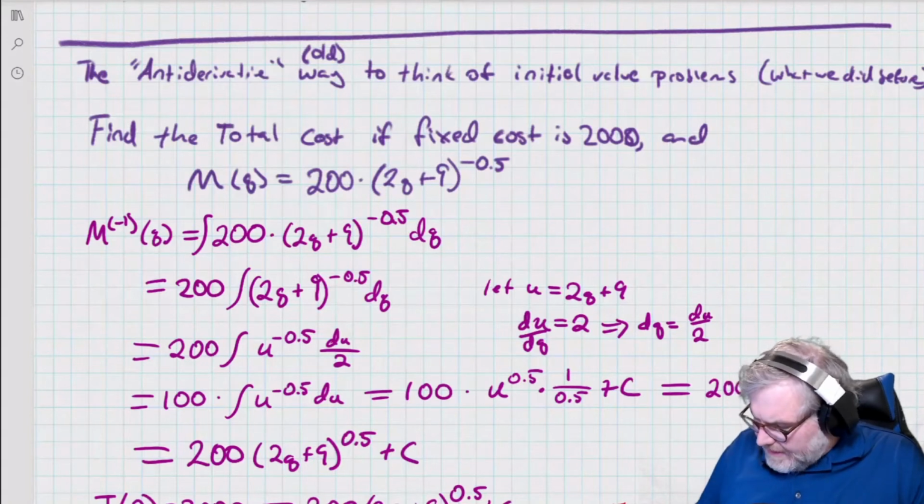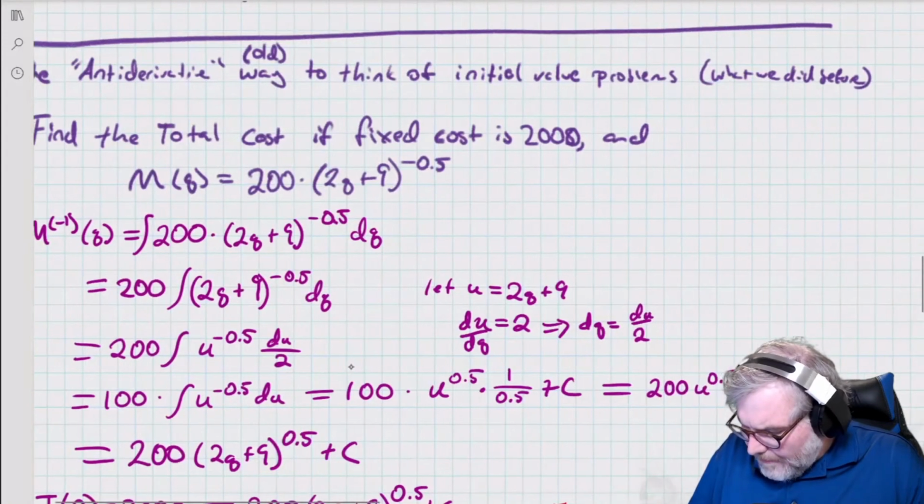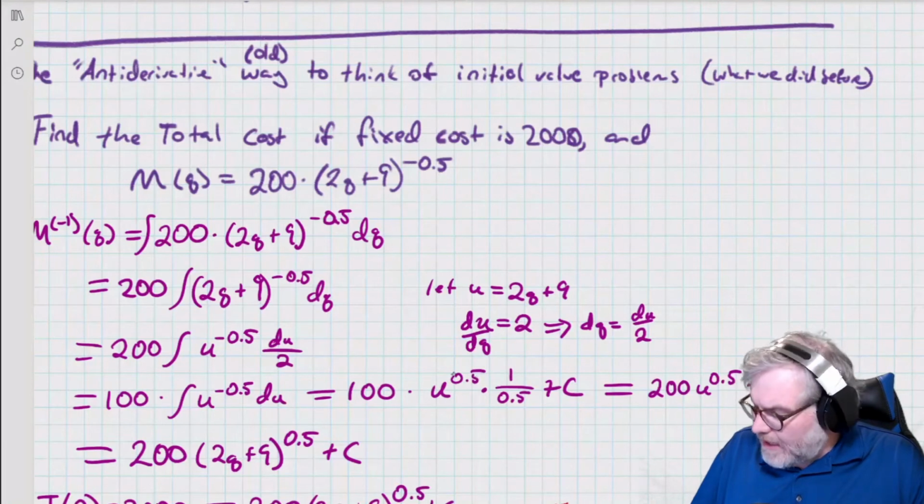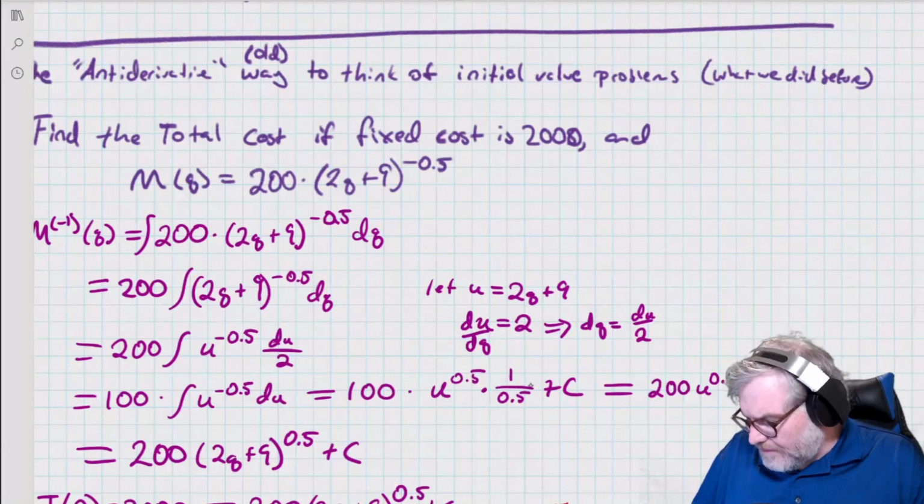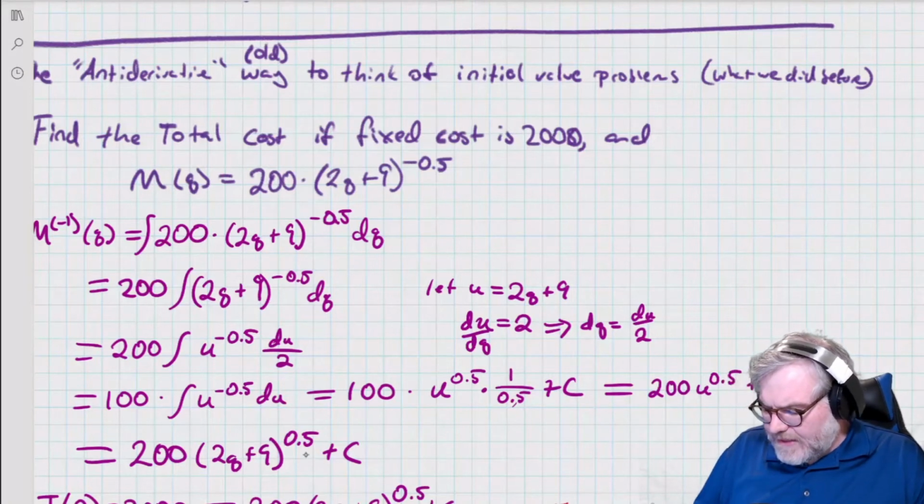I sub that in here, and I wind up with 100. I do the antiderivative here. I pull out the 2, which makes that a 100. And then I'm going to wind up with this. I'm going to add 1, right? So I go from negative 0.5 to 0.5. And then I'm going to do 1 over that, which ends up being the number 2. 1 over 0.5 is the number 2. So I wind up with 200 u to the 0.5 plus C, and I wind up with this as my equation.